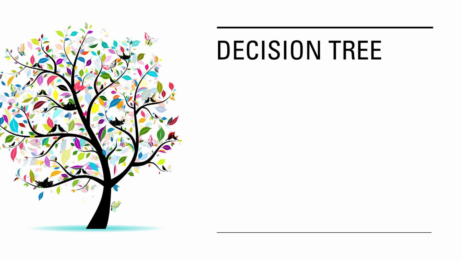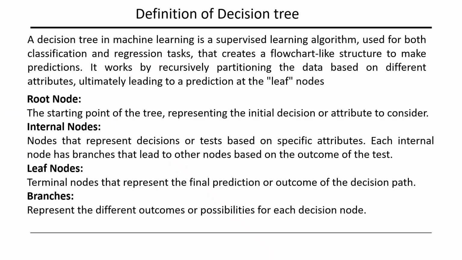Today we are going to see the next supervised learning algorithm, which is the decision tree. The name decision itself says that we are going to make some decision based on the attributes. So what is the definition of a decision tree? It's a machine learning algorithm that comes under the classification of supervised learning. It is used for both classification and regression tasks.